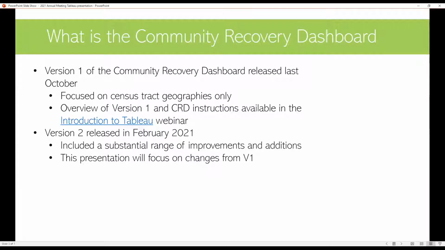Version 2 released in February of this year with some substantial changes, which should be a significant improvement in the dashboard's functionality and usability. Like we did with the previous webinar, this presentation will be a formal introduction of version 2 and a demonstration of its changes. I'll be doing a live screen share later to show you the changes. It'll be for those who are new to the dashboard or who haven't kept up with the changes or just want to see these changes in action.